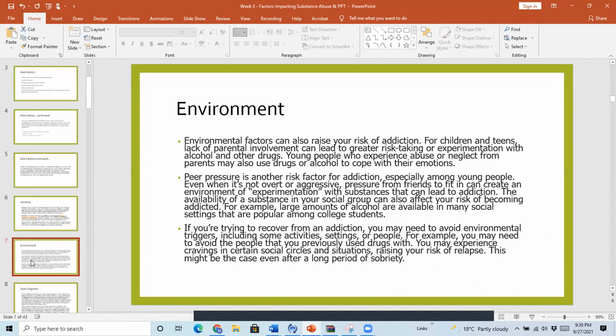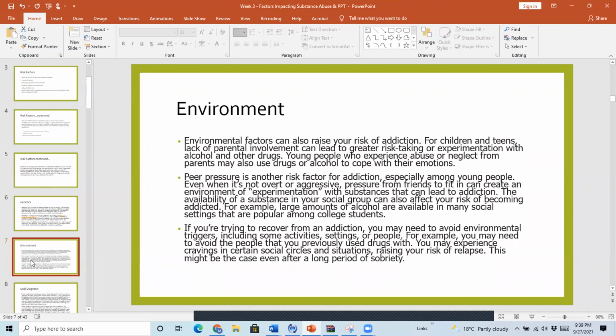Now, let's not blame family on everything. Environmental factors also can raise the risk of addiction. When children and teens don't have a lot of parental involvement, sometimes you have single parents where the one parent is working a lot and there's not a lot of interaction with children and teens with that parent. It can actually lead to greater risk because children and teens become a little bit curious, they want to experiment. That environment now becomes conducive to this idea of using some sort of drugs, becoming addicted.